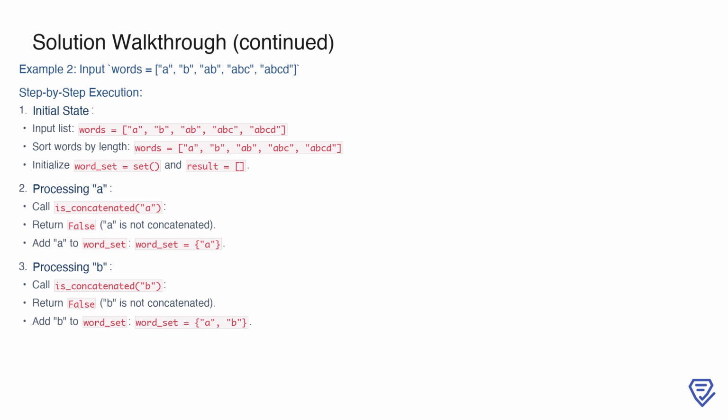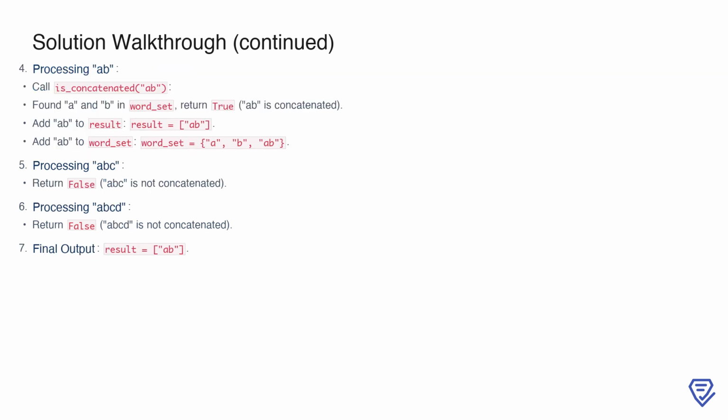Since it is a single character, the function quickly determines that it cannot be formed by concatenation, so it returns false. We then add it to word_set, which now contains a. Similarly, for the word b, the function returns false since no substrings match any word in word_set. We add b to word_set, updating it to a, b.